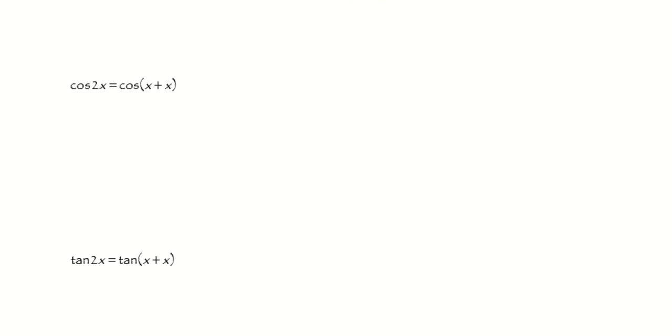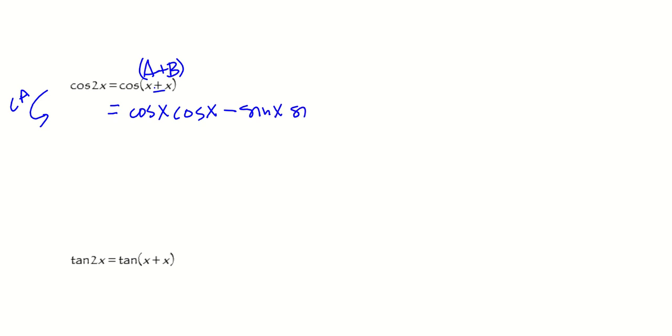So for cosine of 2x, if this is my a, this is my b, then this is the cosine of a plus b. Again, using our composite argument identity, that would be the cosine of a, which is our first x, times the cosine of our b, which is our second x. Because this is plus, this will be minus the sine of the first angle times the sine of the second angle. Well, that is cosine squared x, cosine times cosine, minus sine squared x. And that is our first double angle identity.